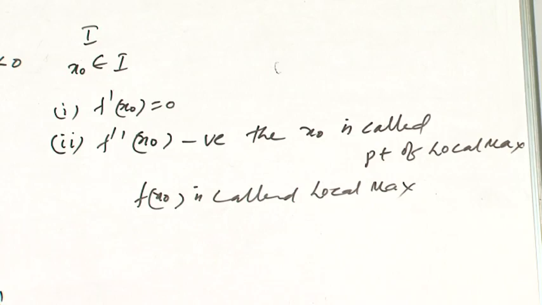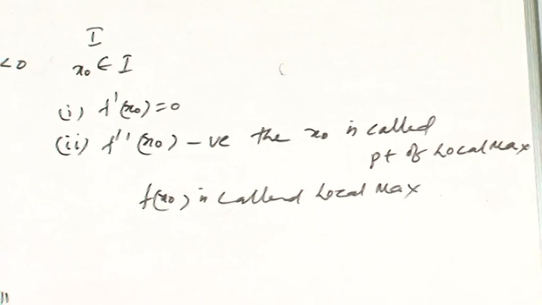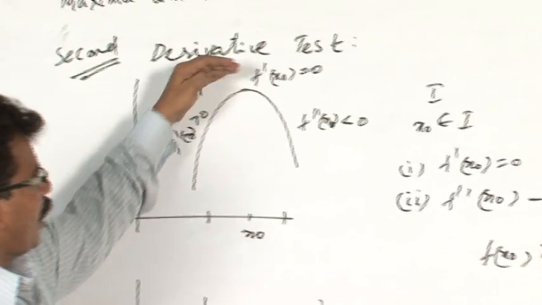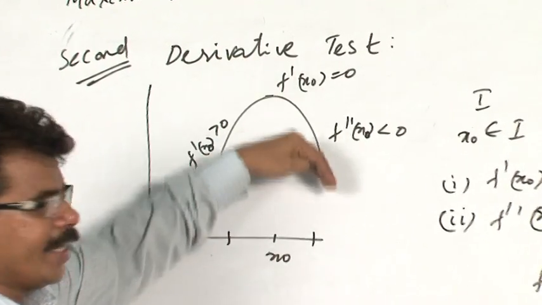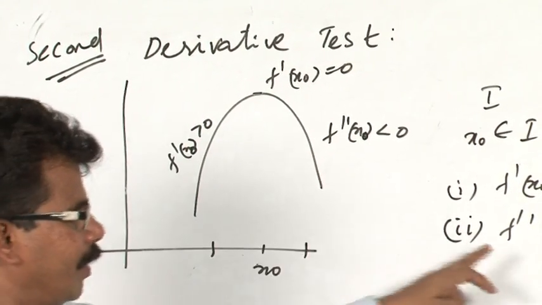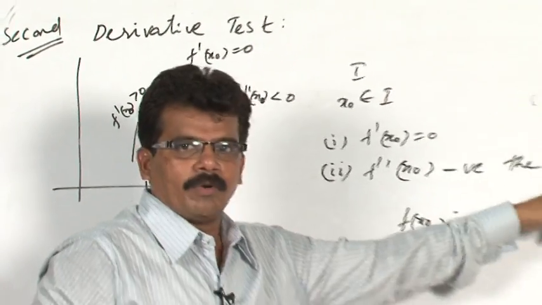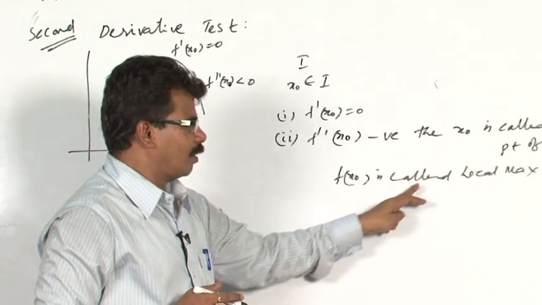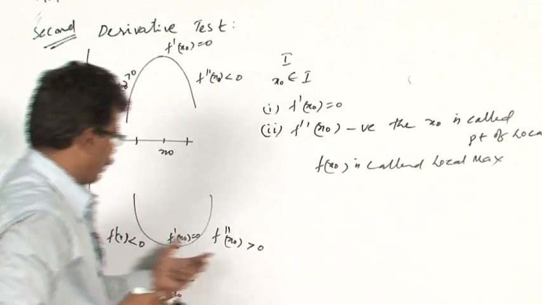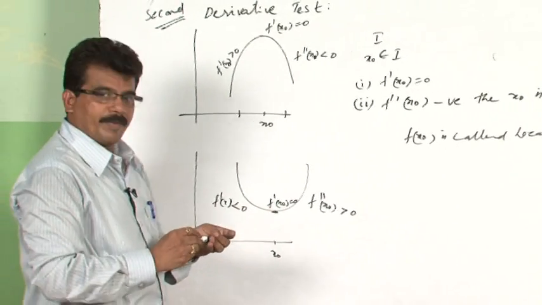Once again see here, f dash x naught must be positive to the left of x naught, and after attaining the critical point, it is negative. If f double dash x naught is negative, then x naught is called point of local maximum and f of x naught is called local maximum. So similarly, we can discuss local minima also.